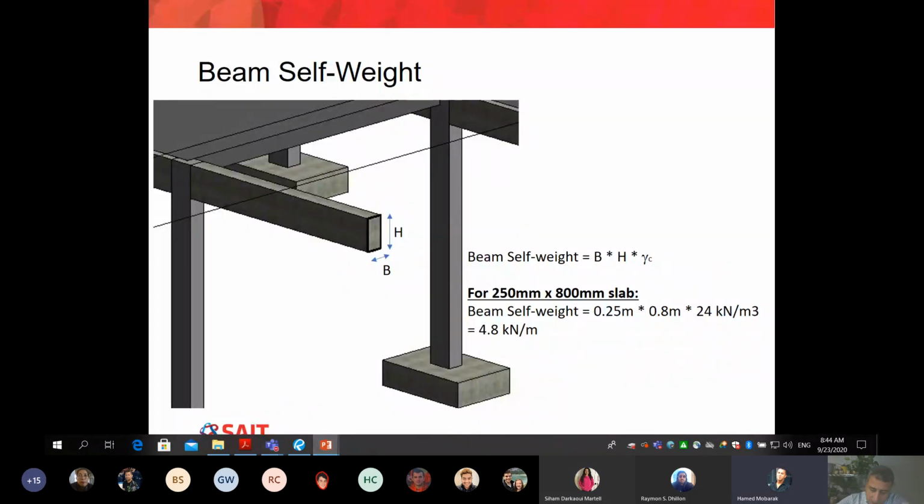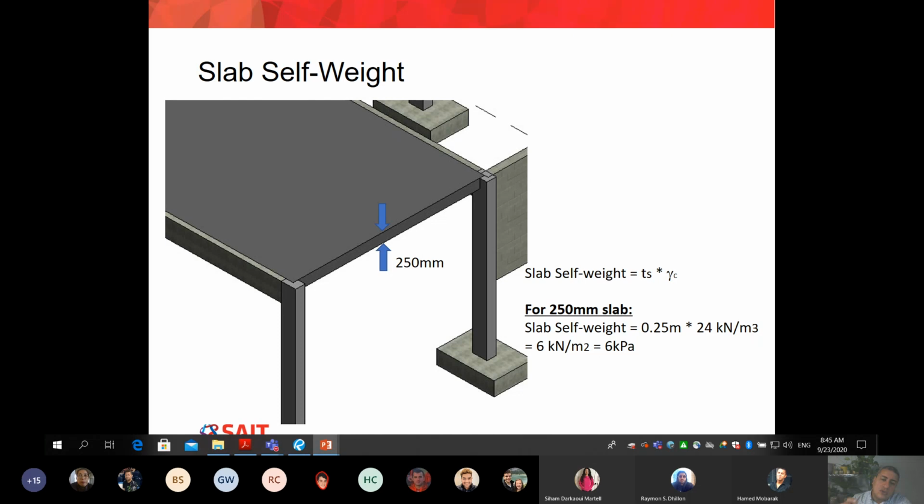Sure, go ahead. Shouldn't the slab self-weight be volume times gamma C? Correct. Look at this. Hamid has exactly what I warned you about here. I said do not multiply by the length of your beam. Just think, we're trying to estimate 1 meter of this beam. However, the same concept applies for the slab.